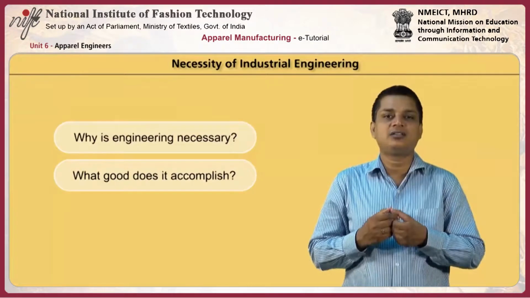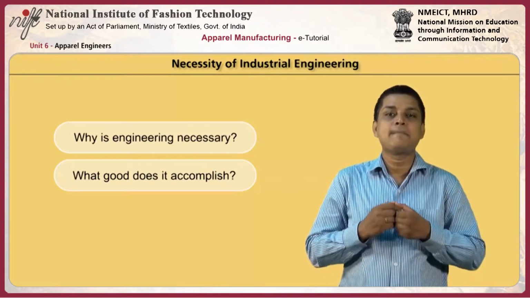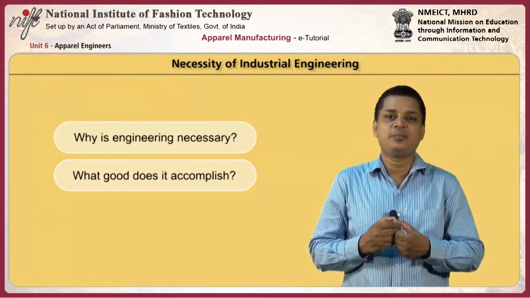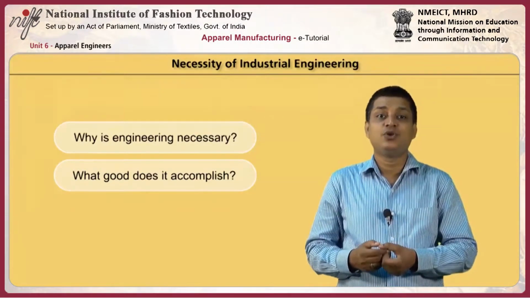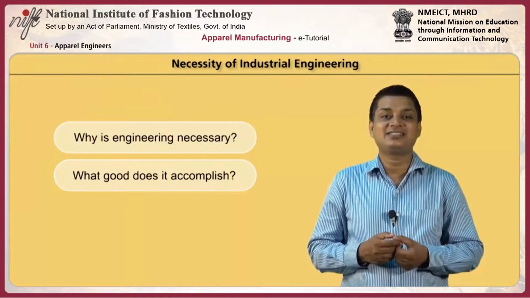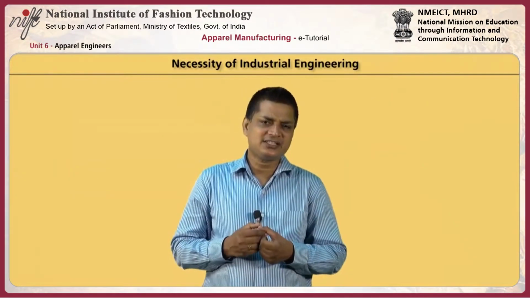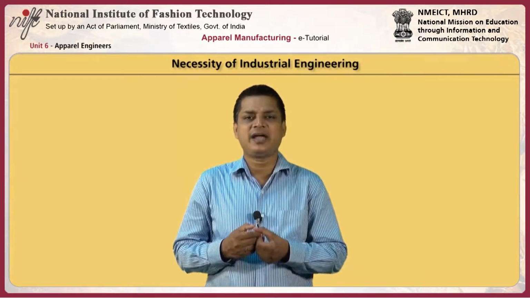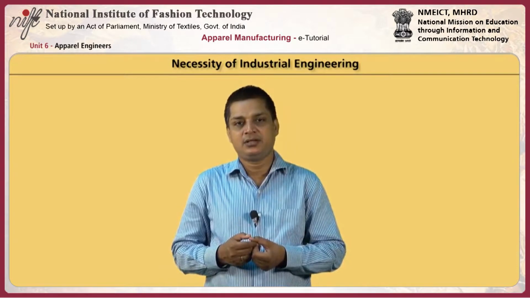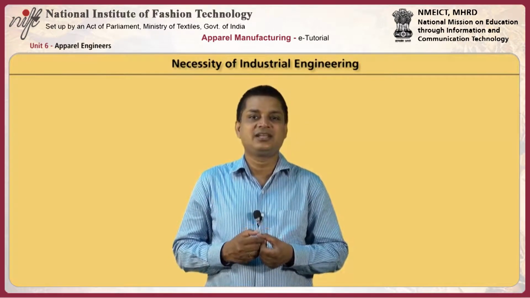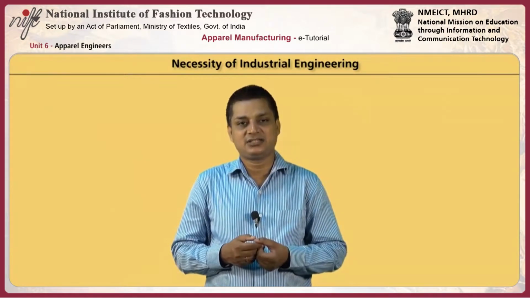We can see that the engineering function in an apparel plant is likely to cover much more than just timing operators and setting piece rates. But the question comes, why is engineering necessary? What good does it accomplish? One of the greatest problems facing any plant manager is that of getting the facts concerning his plant. Without thorough information regarding the plant, the manager is almost powerless to take action.